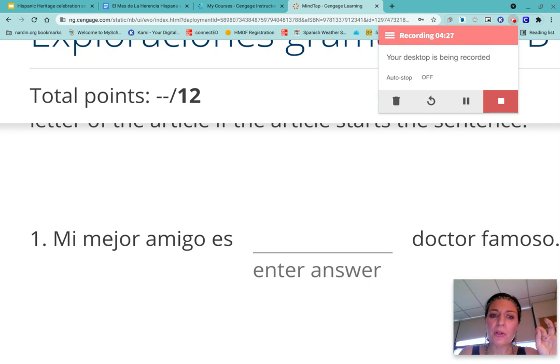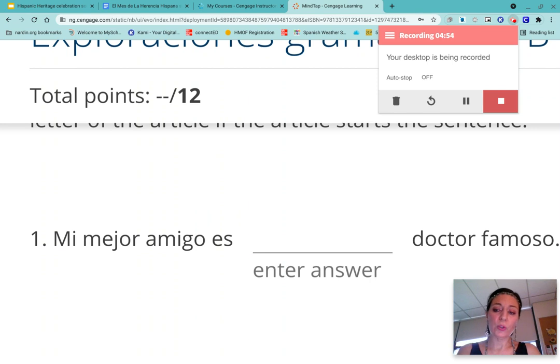Mi mejor amigo es blank actor famoso. So in this case, we're probably trying to say, is it the famous actor or a famous actor? It's probably a famous actor. So in this case, we would say, mi mejor amigo es un doctor famoso. And it's going to be the same. So you want to look at the sentence and determine, are they saying the? Are they saying a? Are they saying some? And that's going to help you decide which one to put in there.